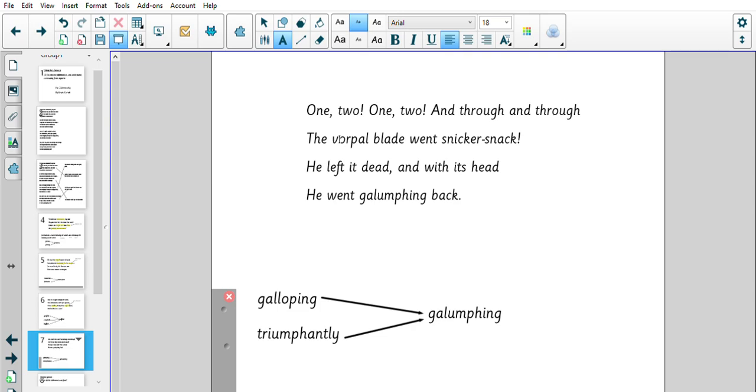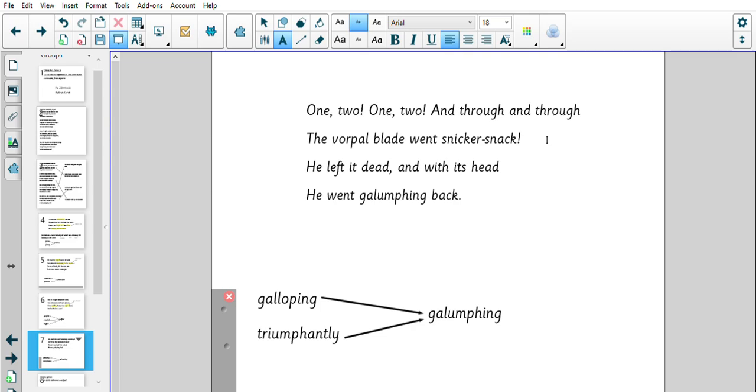We know that the vorpal blade is this special sword, and it went snicker-snack. So maybe that's the sound that it made as it was going through. Maybe it sounds a little bit like an old name for a knife, but it's a little bit unclear.